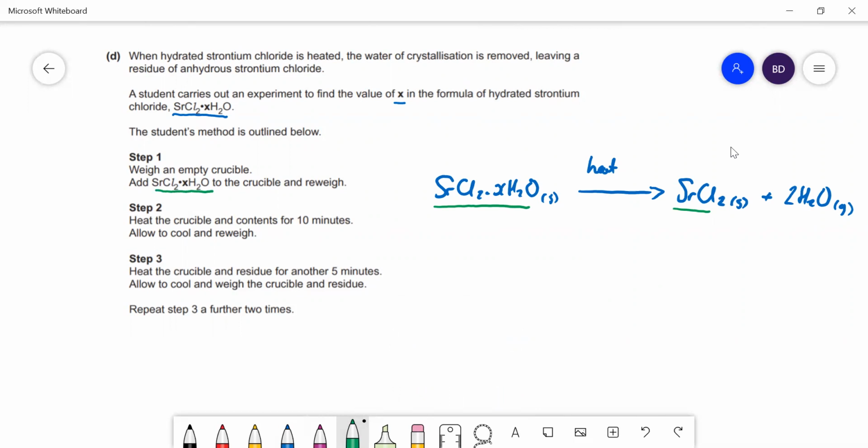of that by subtraction. They're going to heat this up, and then this will be the anhydrous stuff that will be left over, and again by subtracting the mass of the empty crucible, you can work out the mass of that one. Heat the crucible and residue for another 5 minutes, allow to cool, and weigh the crucible and residue. Repeat the step a further 2 times. They're probably going to ask us that.